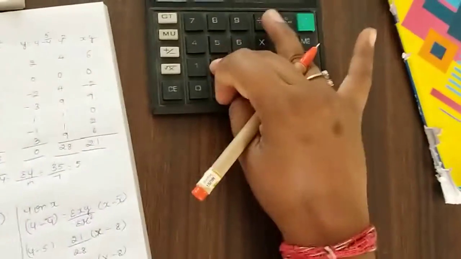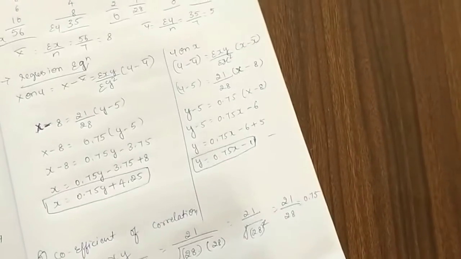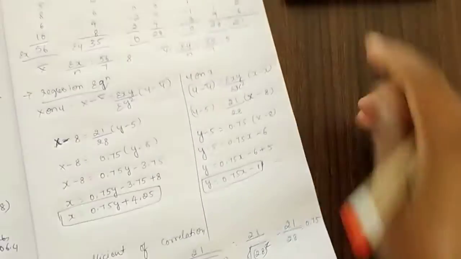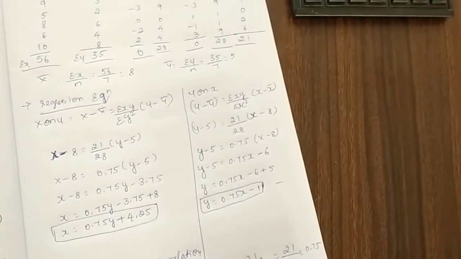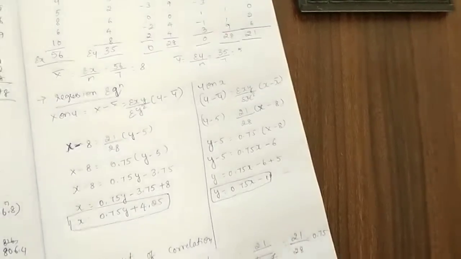You can also write it like this. 28 into 28, we will get 784. The other method is 21 divided by root of 784. The root of 784 is 28. So it is 0.75. So this is the coefficient of correlation.